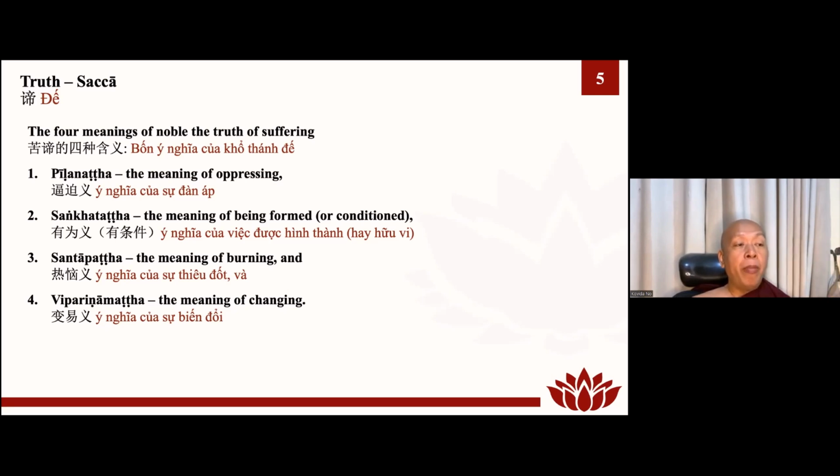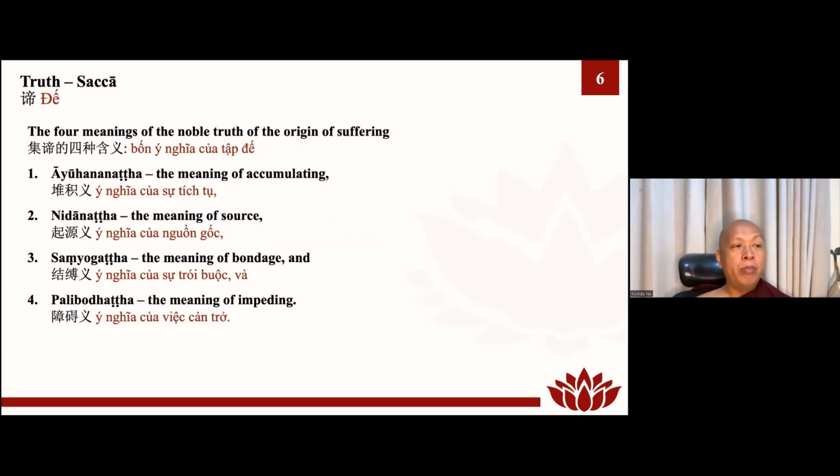So these are the meanings of the noble truth of suffering. Okay, now again, we have to move to the next one, the full meaning of the noble truth of the origin of suffering. The first one is ayuhanata, the meaning of accumulating. Actually, we can also say another way, making efforts.